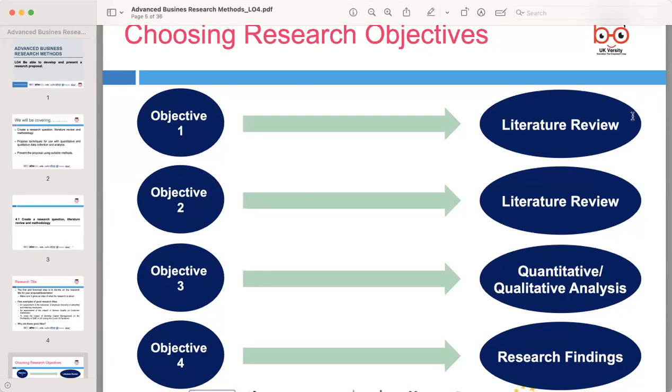This step involves delving deeper into the existing literature, but with a specific focus on a different aspect of our research topic. We want to ensure that we explore various perspectives, theories, and methodologies that are relevant to our research objectives. The third one is quantitative and qualitative analysis.